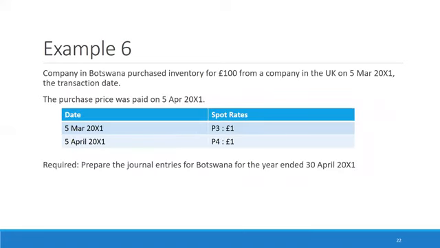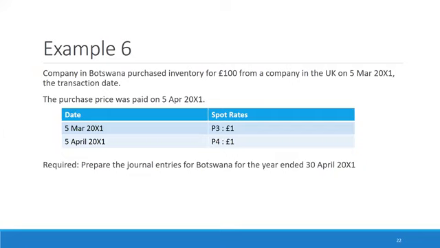Example 6 gives us information about a company in Botswana that purchased inventory for £100 from a company in the UK on the 5th of March 20X1, being the transaction date. The purchase price was paid on the 5th of April 20X1. We're then given the dates for both the transaction date as well as the settlement date. We are required to prepare the journal entries for Botswana for the year ended 30th of April 20X1.